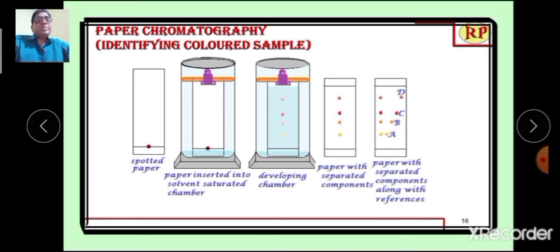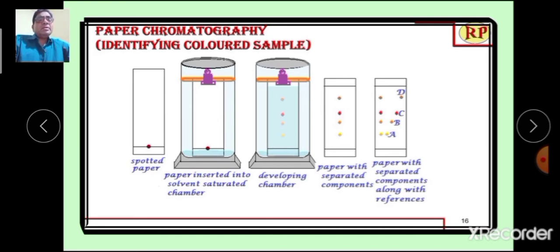Now this paper is kept for development in the solvent chamber. This is the chamber in which the solvent is kept. The solvent is kept here and therefore it is the variety of ascending paper chromatography. Now the paper is hung with a clamp. This is the paper and the edge of the paper is just touching the solvent.